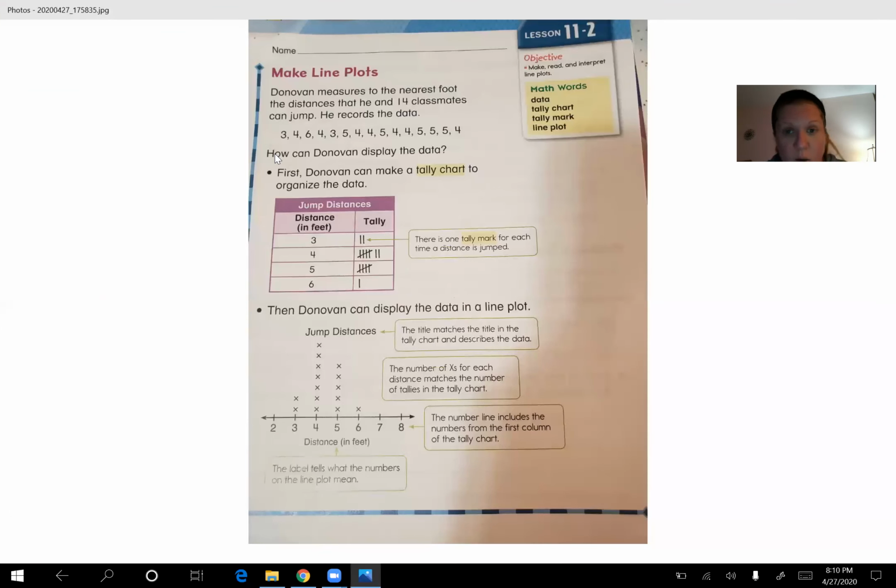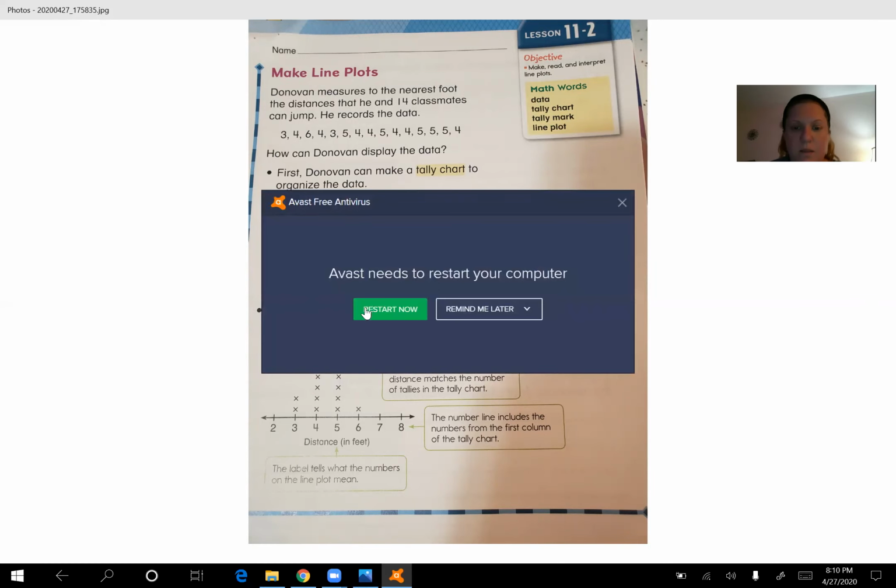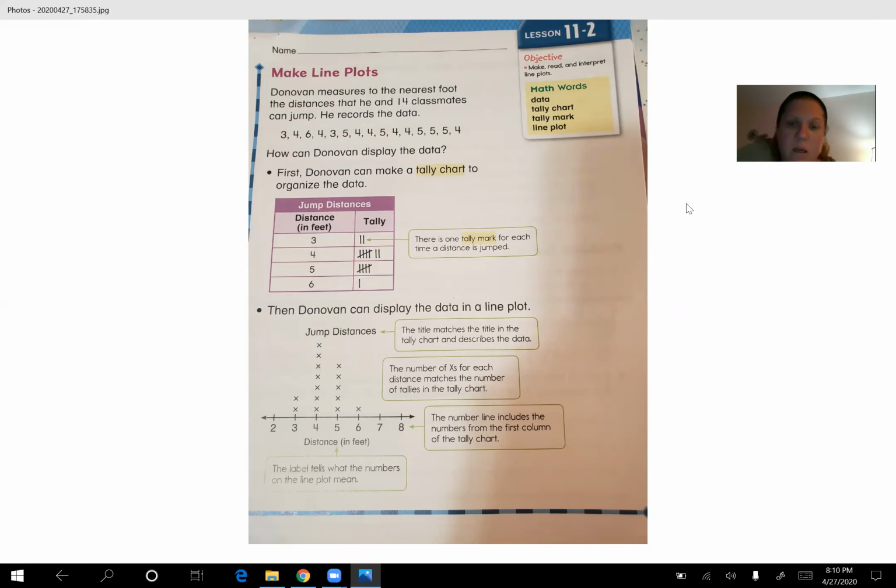Well, this is one whole example, this page, lesson 11-2. So let's start at the top and read through this. Donovan measures to the nearest foot the distances that he and 14 classmates can jump. He records the data. So remember, that is information. The classmates jumped, and all of these numbers are how many feet they jumped. So this would be like if we took people from our class and they did this, you know, 3 feet, 4 feet, 6 feet, 4 feet, 3 feet, 5 feet, and on and on.